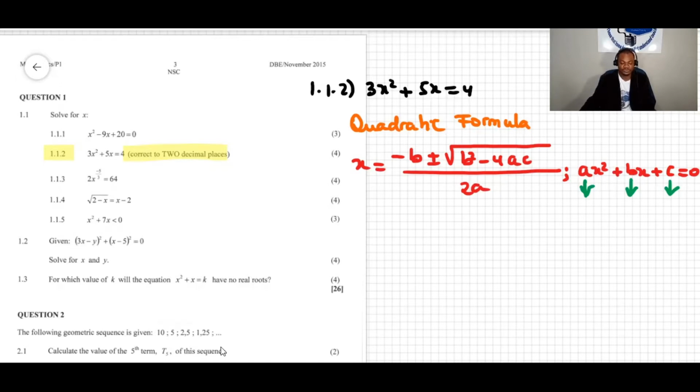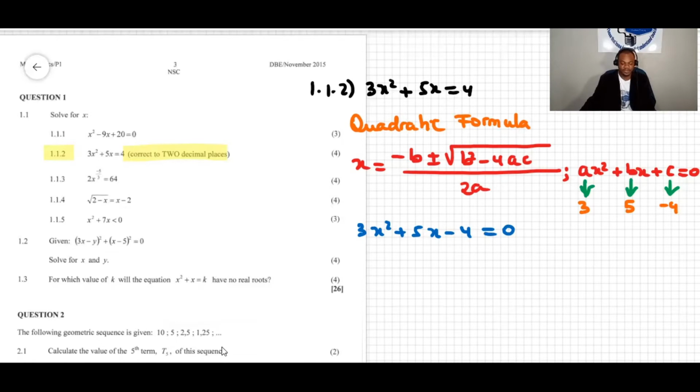So now what I can do, I'm going to write 3x squared plus 5x, and because it's equal to 4, but I wanted 0 here, I'm going to move the 4 over. So this will be minus 4 equal to 0. Now I can see clearly that the value of a is 3, the coefficient of x squared. The value of b, the coefficient of x, is 5. And the value of c, the constant term, is negative 4.